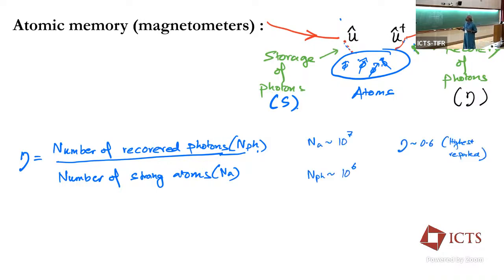If you actually look at this field, tremendous progress is going on. For example, in 2021-22, people reported storage efficiency of 90%. If you send in 100 photons, you store 90 of them and recover them. This result was actually from my postdoc lab, very early on, but now this number has been pushed to 0.7 or 0.8. So out of 100 photons, you're storing and recovering 70.